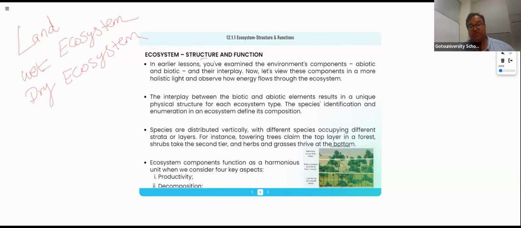In the ecosystem structure and function, what we need to understand, as we already told, is that biotic factors and non-living or abiotic factors influence the ecosystem role. Ecosystem role means to which extent the ecosystem is growing, and to which extent it is getting influenced by the biotic factors and abiotic factors, which we are going to discuss. Now, let us view the components in a more holistic light and observe how energy flow is happening. For this energy flow, I'll give one beautiful example.